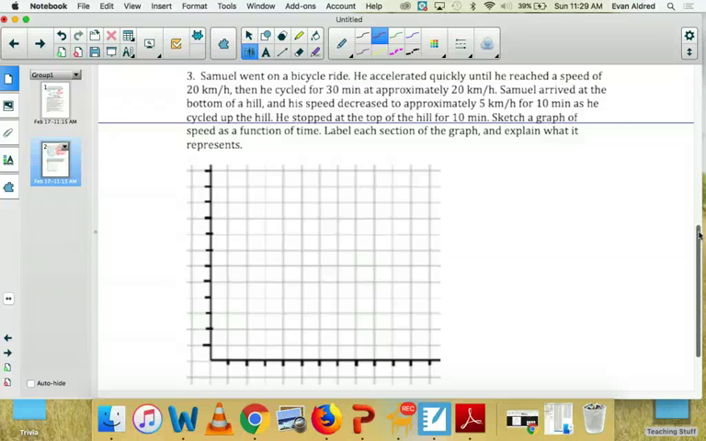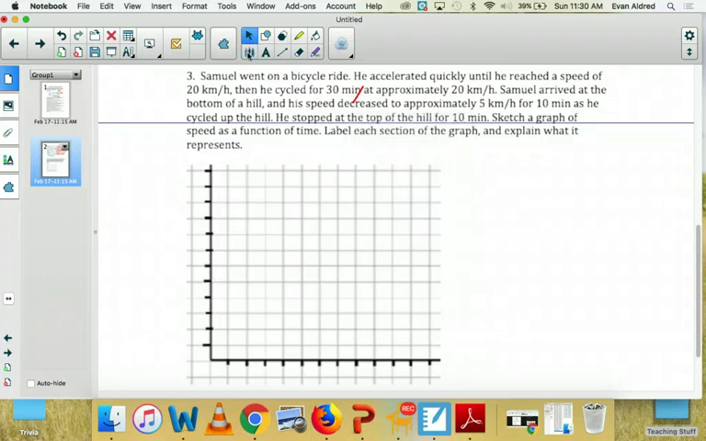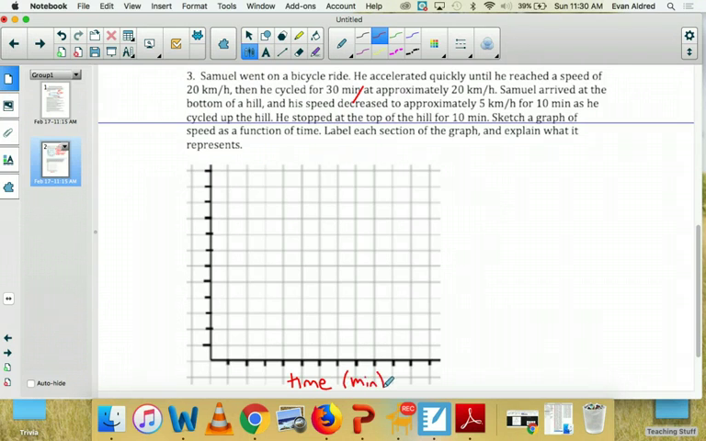So we're going to label each section of the graph and explain what it represents. So speed as a function of time means that speed will be on our y-axis. So time will be on our x. Can't write speed on our y for some reason. So time will be in minutes. Speed is in kilometers an hour.